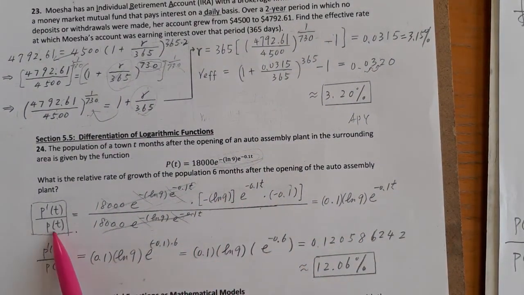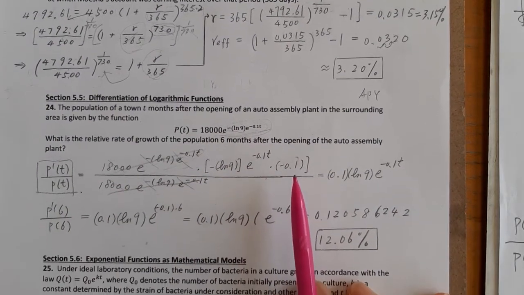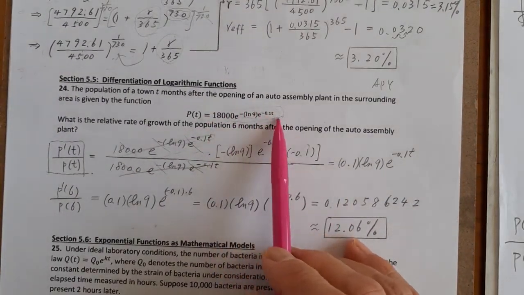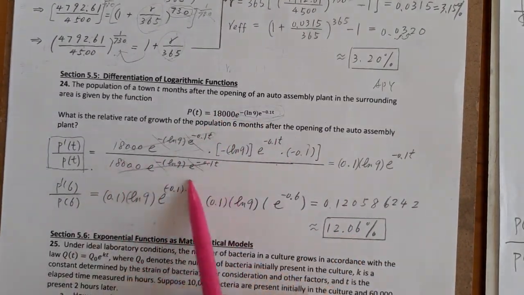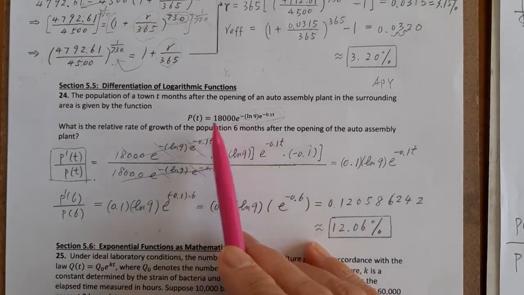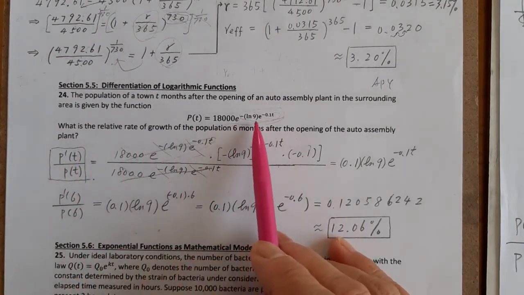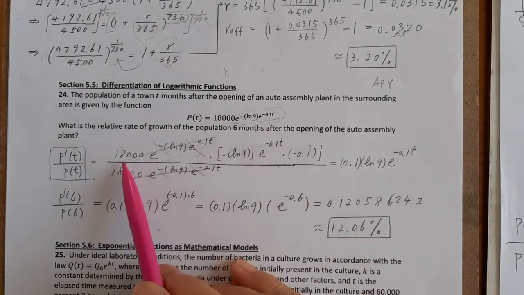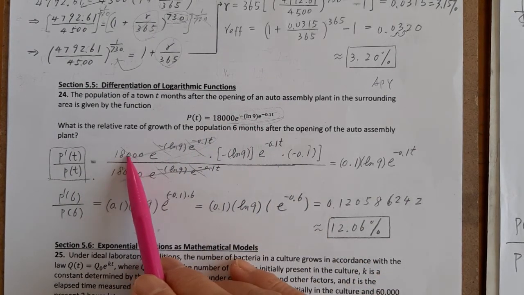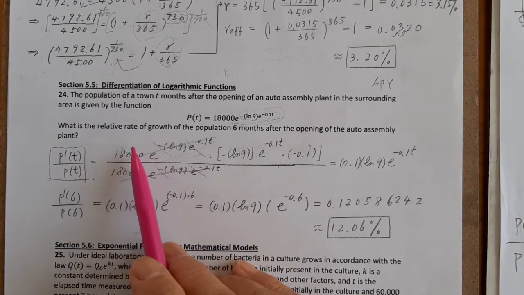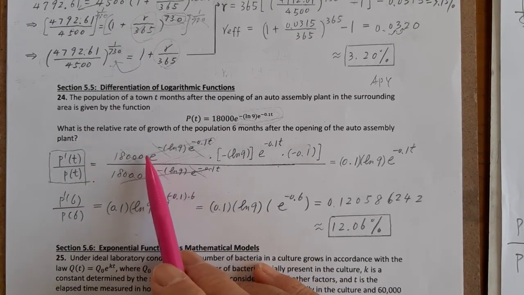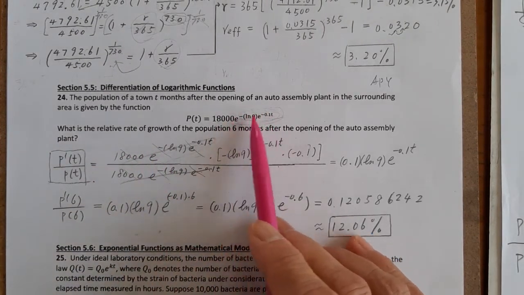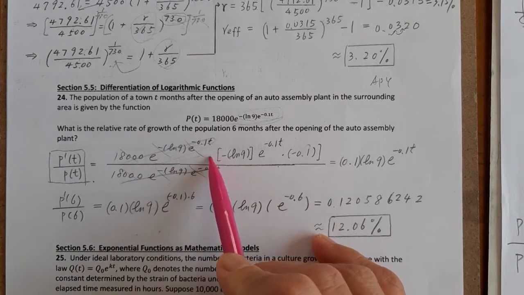Now let's do it again. P of t is this. Copy done. For this, take P prime. Take the derivative: the constant coefficient, still 18,000, stays. The derivative of E is E, still this, times by the chain rule.